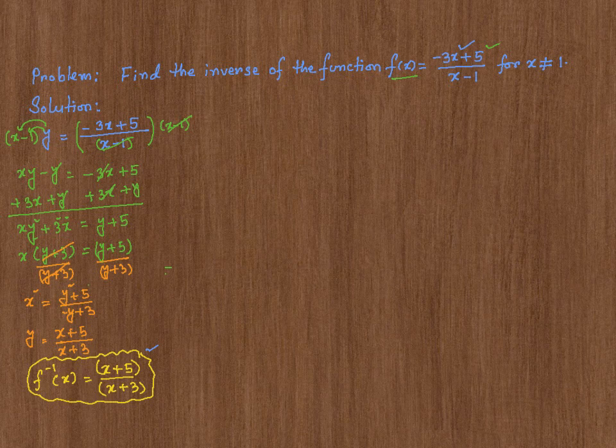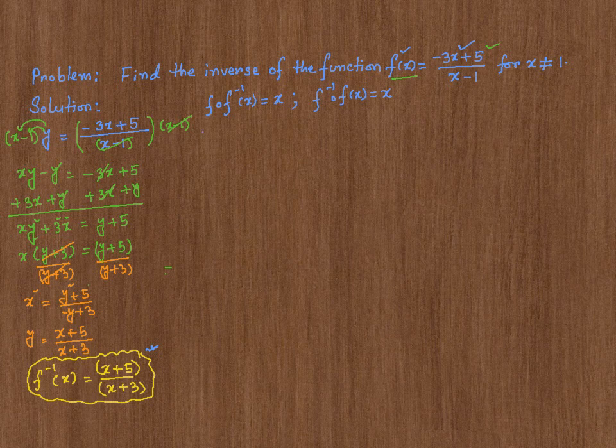Now to show that this is in fact the inverse of this given function, I need to do function composition in both directions. I need to do f composed with f inverse of x, and I should get x, and then I should also do f inverse composed with f of x, and I should get x. That means regardless of the direction of the composition, I should always get x. So let's do the first one.